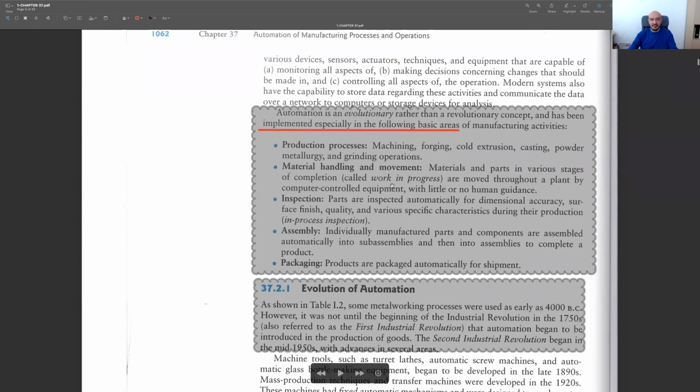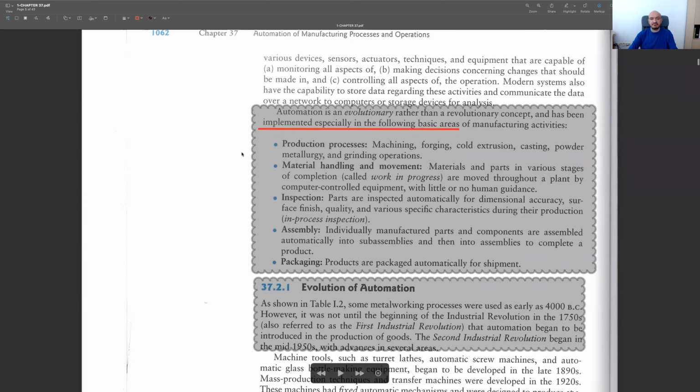And we can make use of this automation in various fields. We can use it for production processes. We can have automated processes for handling materials. For instance, you may pick one piece from one point and then place it somewhere else. And these are all done with the help of automation.